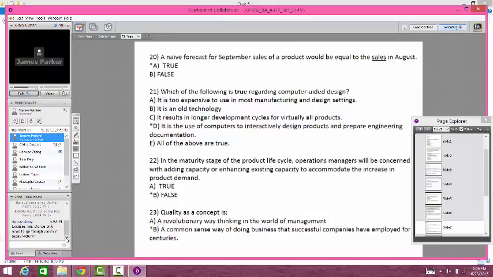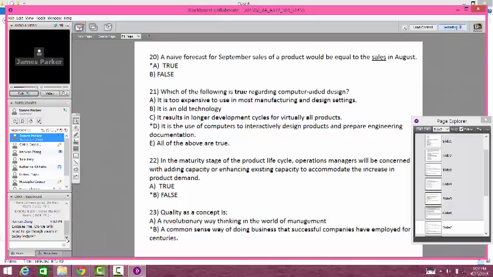Which of the following is true regarding computer-aided design? Use of computers to interactively design and prepare. It can go beyond this too. CAD is very infrequently just used alone. Now it's usually part of a CAD-CAM system where you go directly into manufacturing.